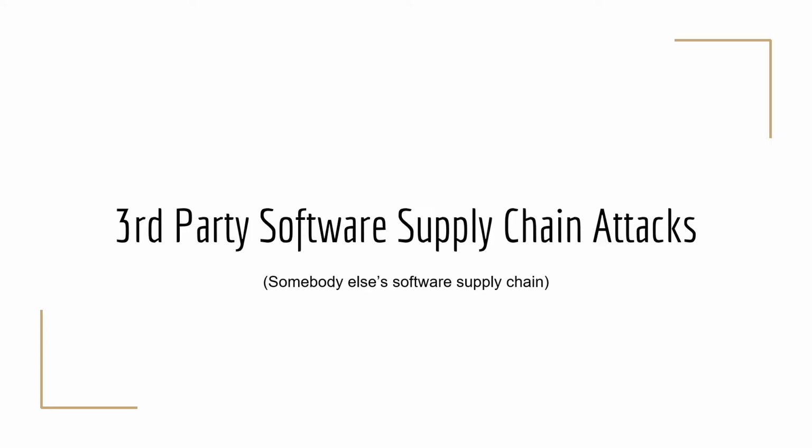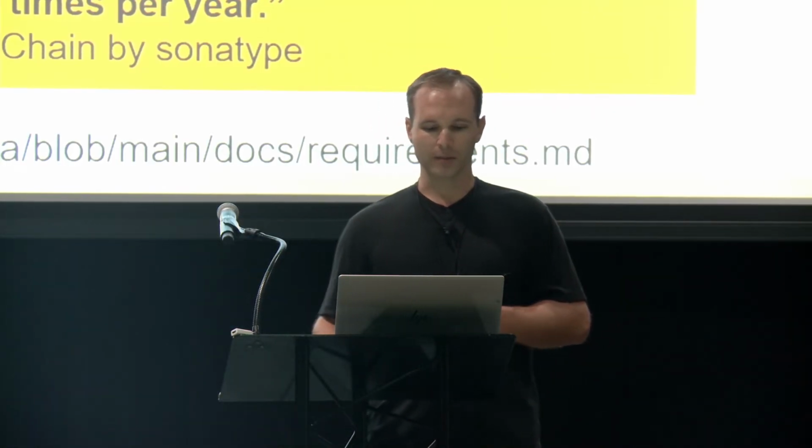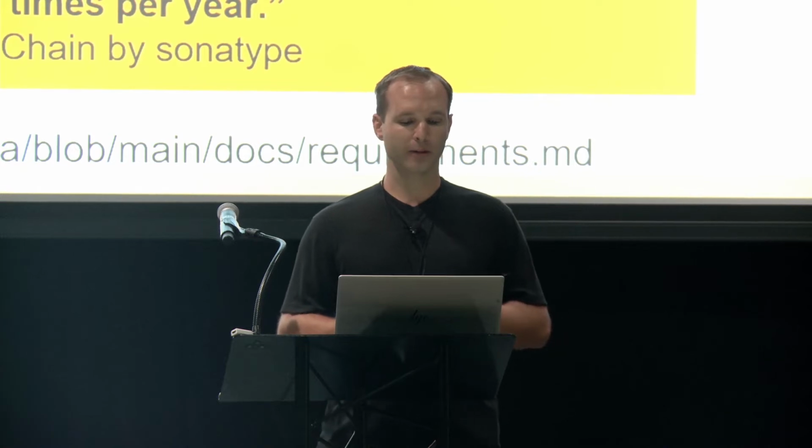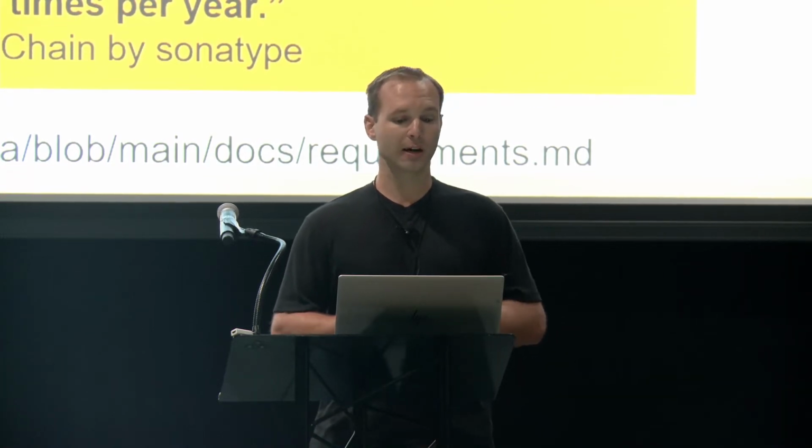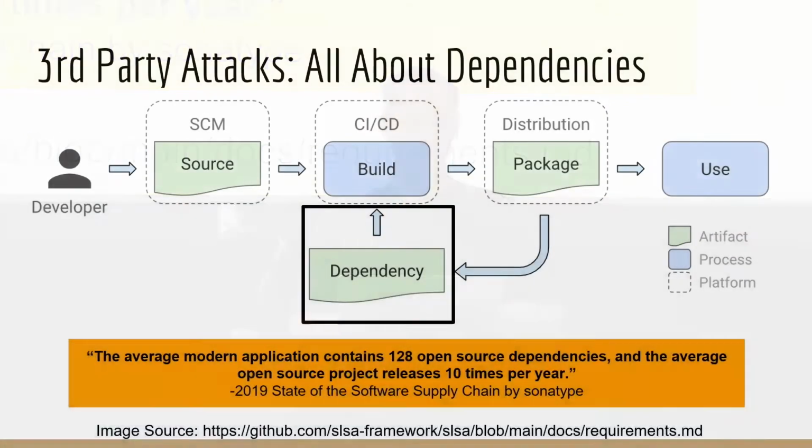So I wanted to talk about third-party software supply chain attacks. Basically, it's somebody else's software supplying. It is what Sid was referring to as upstream. When you talk about third-party, other people's code, you're talking primarily about the dependencies. A modern application contains roughly 128 open source dependencies. So you can see just how many different complexities there are within the supply chain, specifically around dependencies. There are lots of challenges there.